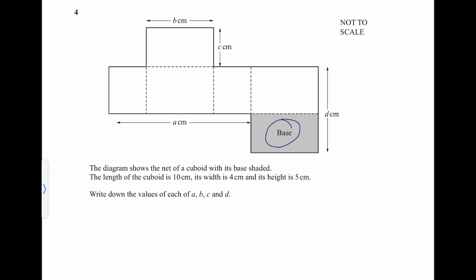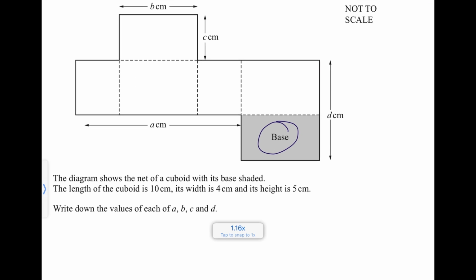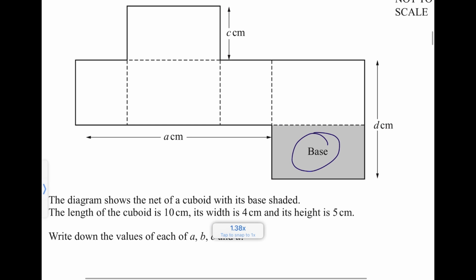Moving on. Now it says that a diagram shows the net of a cuboid with its base shaded. Here the length of the cuboid is 10, the width is given, and the height is given. We are supposed to find the values for A, B, C, and D. If you see, this is a net of a cuboid, and if this is the base, then this would be one of the vertical sides, which would be raised upwards.